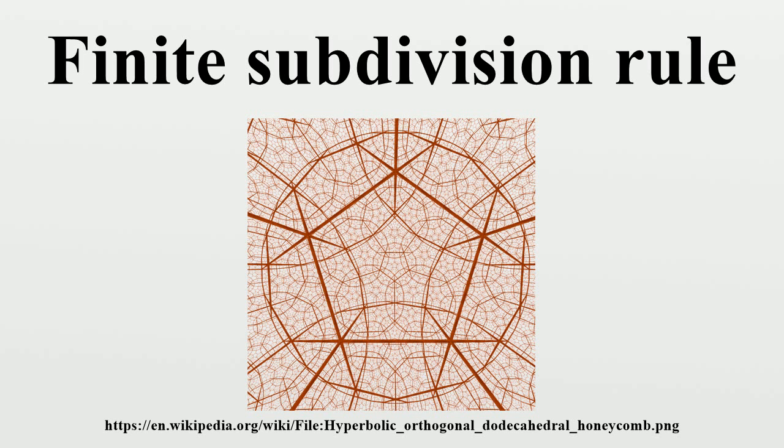Cannon's Conjecture. Cannon, Floyd, and Parry first studied finite subdivision rules in an attempt to prove the following conjecture. Cannon's Conjecture. Every Gromov hyperbolic group with a two-sphere at infinity acts geometrically on hyperbolic 3-space. Here, a geometric action is a co-compact, properly discontinuous action by isometries.